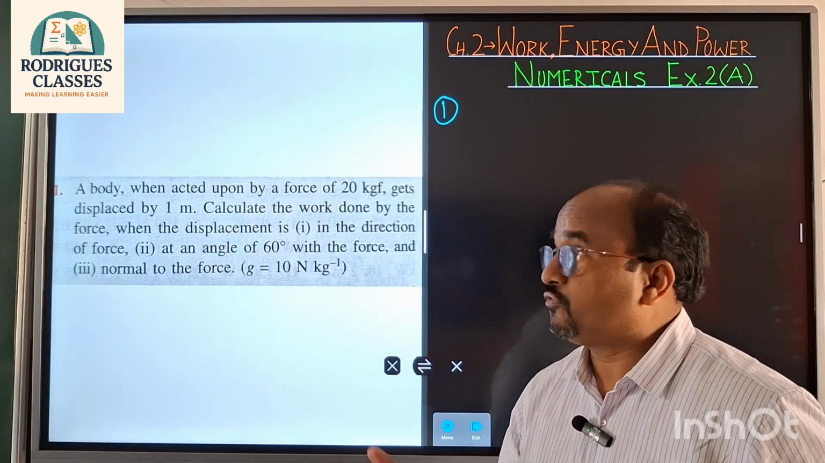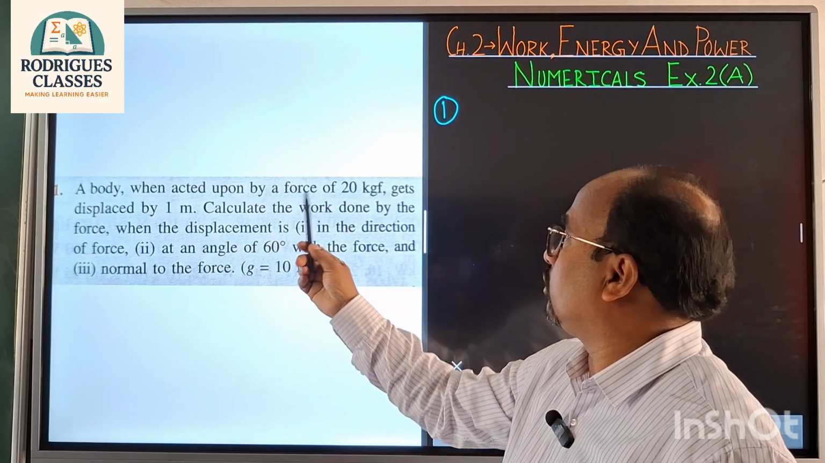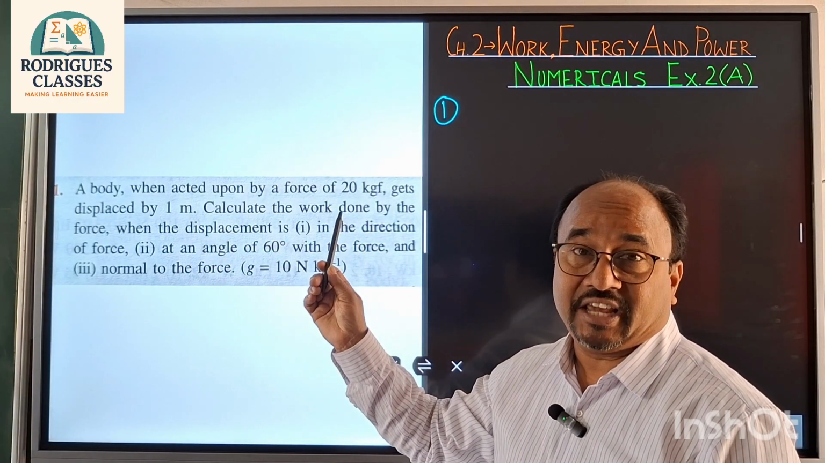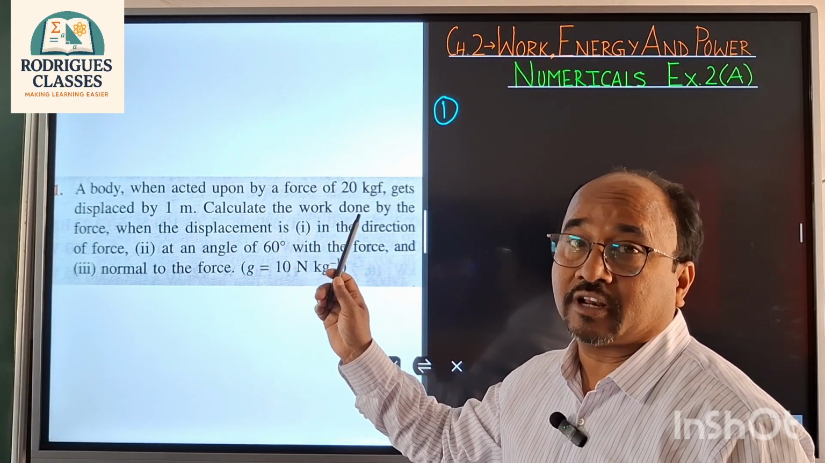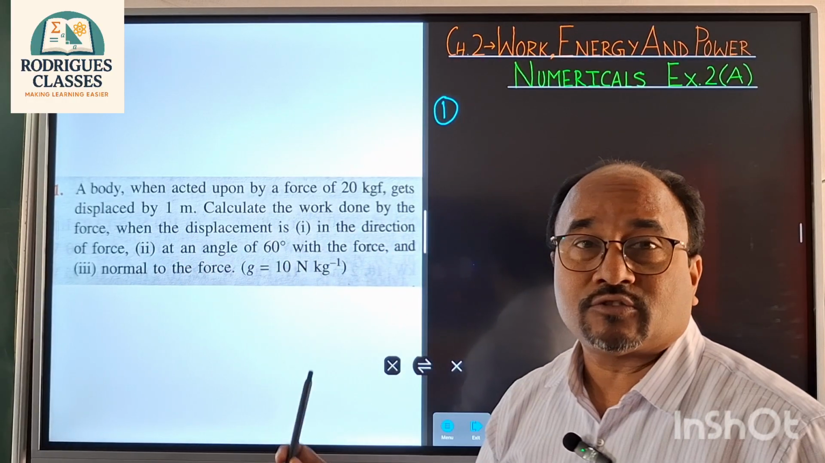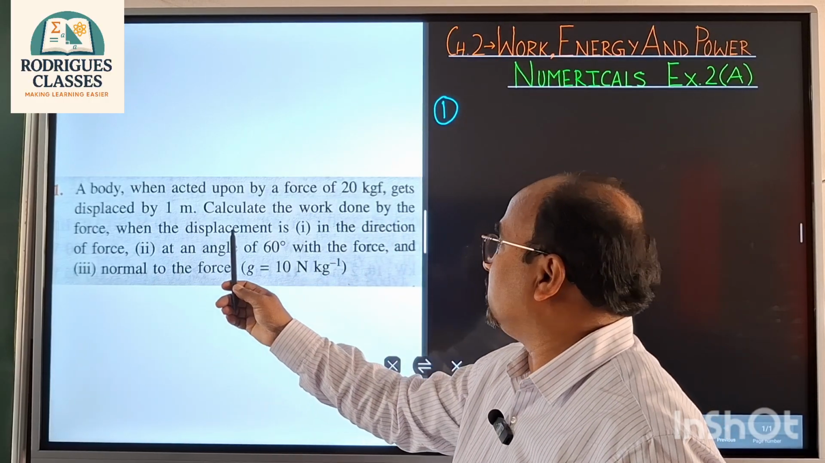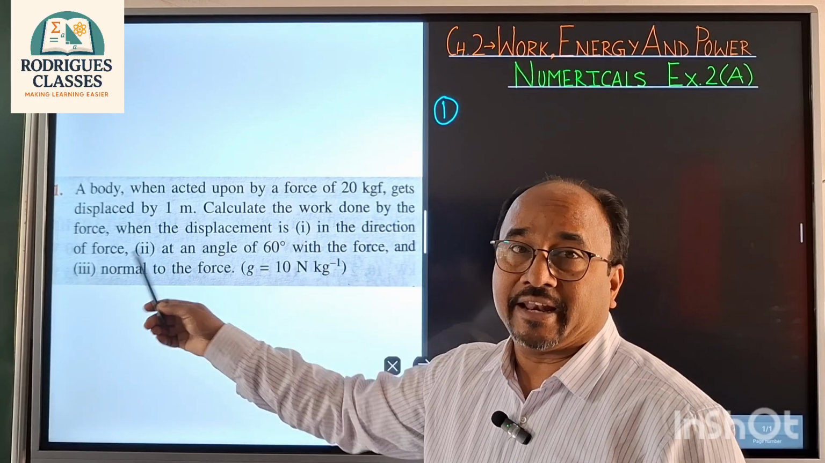So we come to the first numerical. The numerical goes like this. A body, when acted upon by a force of 20 kgf, the unit is kgf, we will require to change it to Newton, gets displaced by 1 meter, so displacement is 1 meter. Calculate the work done by the force when the displacement is in the direction of the force.